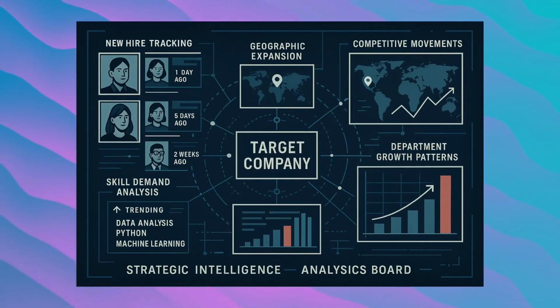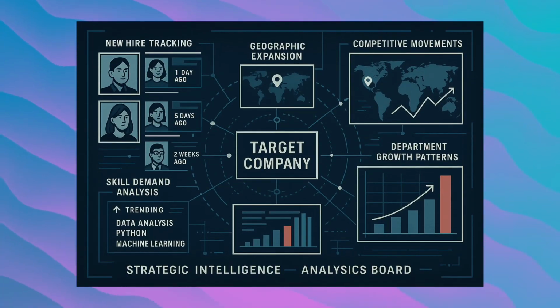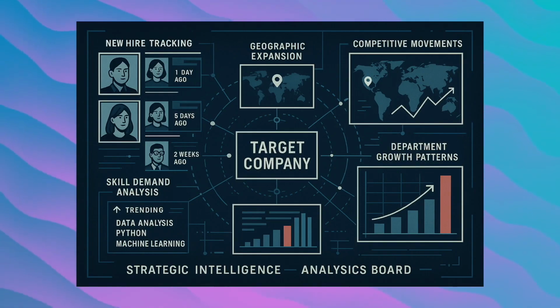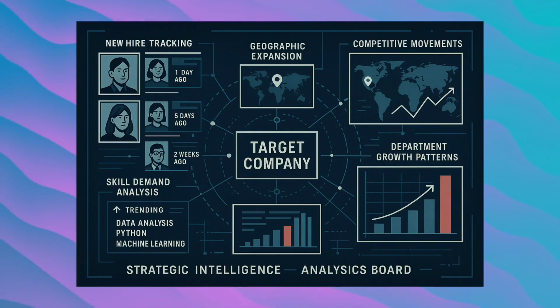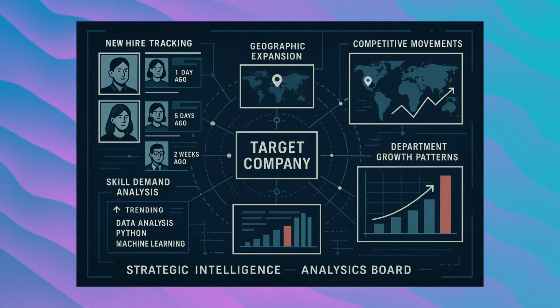Geographic and company intelligence gathering. LinkedIn's advanced search filters can turn you into a competitive intelligence expert. You can search for people who work at specific companies in specific locations who've joined within specific timeframes. Want to understand how a competitor is expanding? Search for employees they've hired in the last 6 months in different cities. Want to understand what skills are in demand at companies you're interested in? Search for recent hires at those companies and analyze their backgrounds.